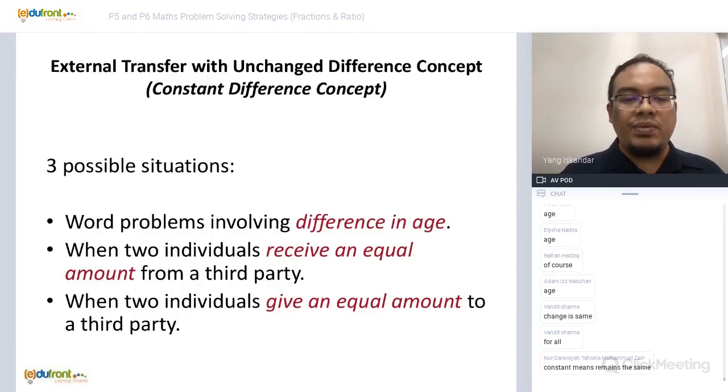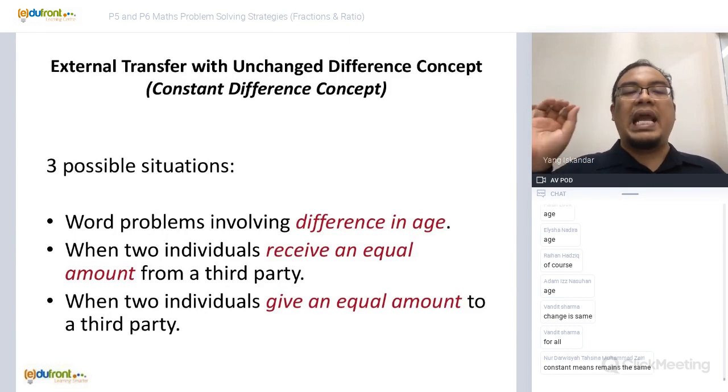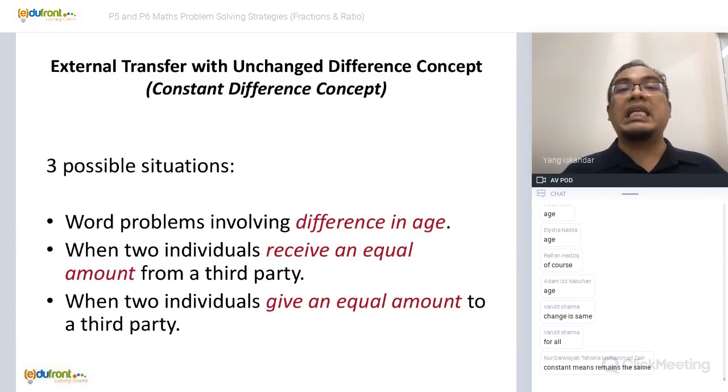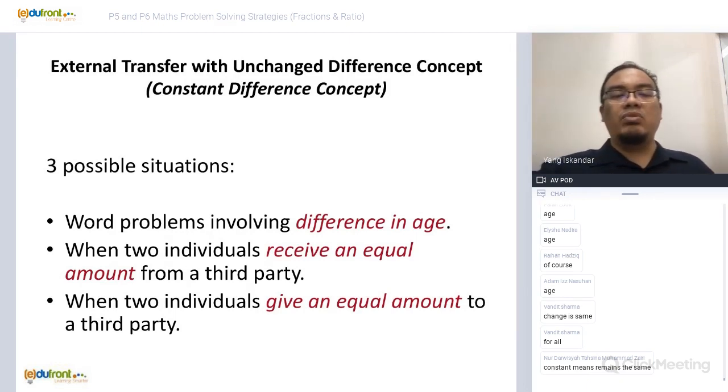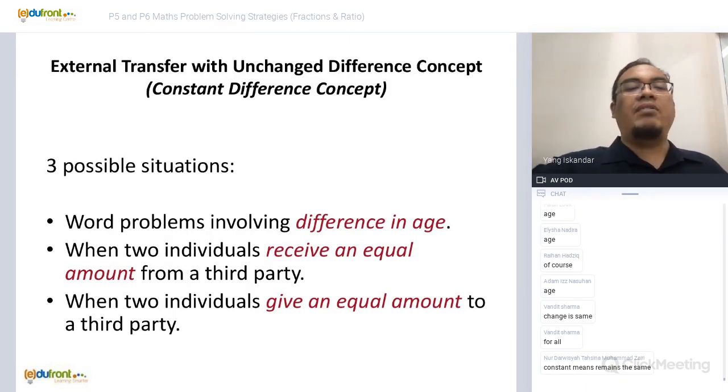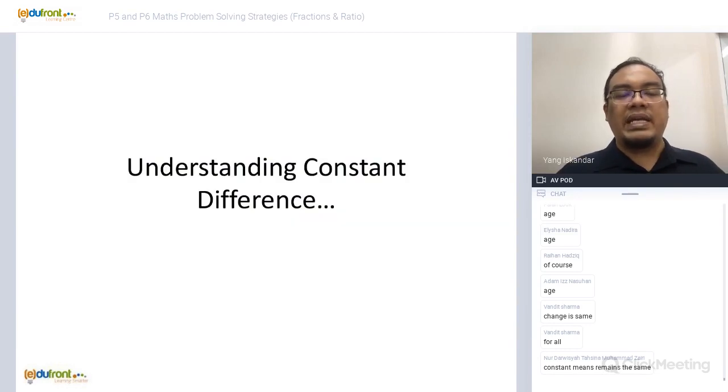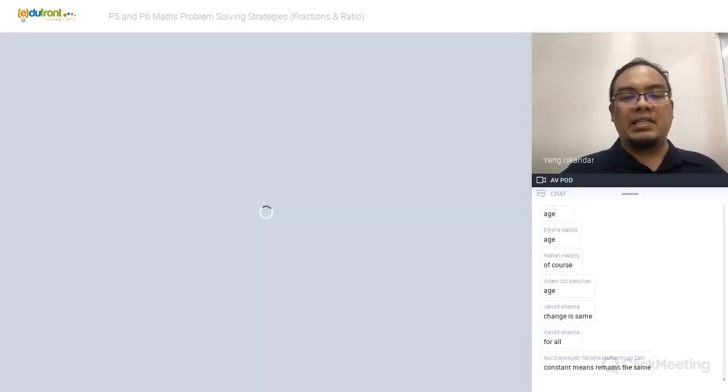Or in a situation where two individuals receive an equal amount from a third party from outside. For example, let's say two persons receive $5 each, both of them receive $5, or both of them give $5. So in the end, before and after, the difference will remain the same. Some of you maybe not very clear, but I'm going to show you an example, then you can understand better.